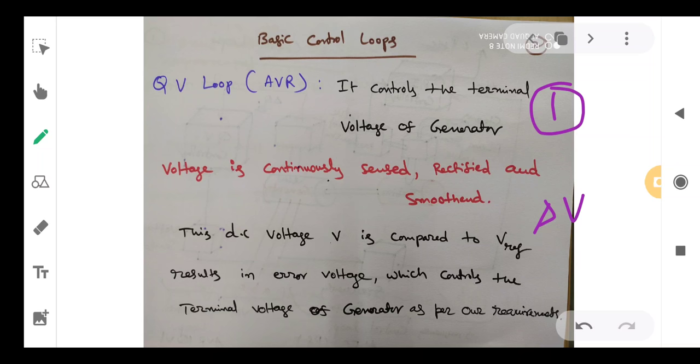So this delta V controls the terminal voltage, which leads to delta Q. This delta Q is used to control the field current, that is delta IF, which will control the delta V again, or terminal voltage.